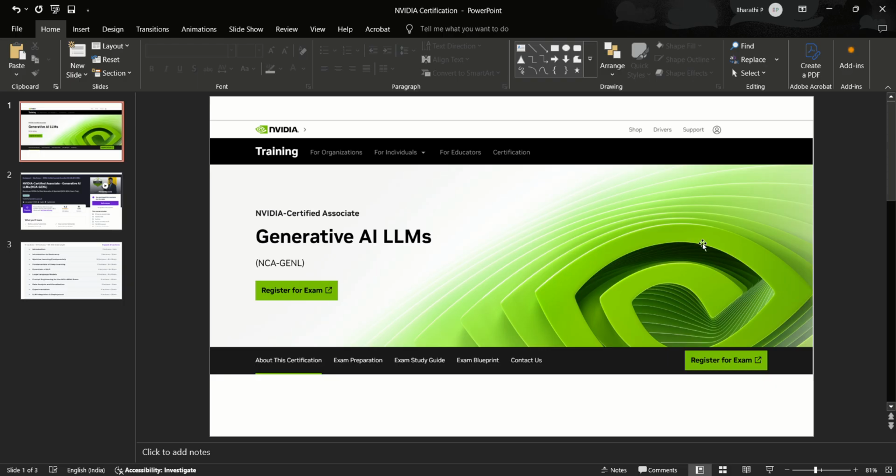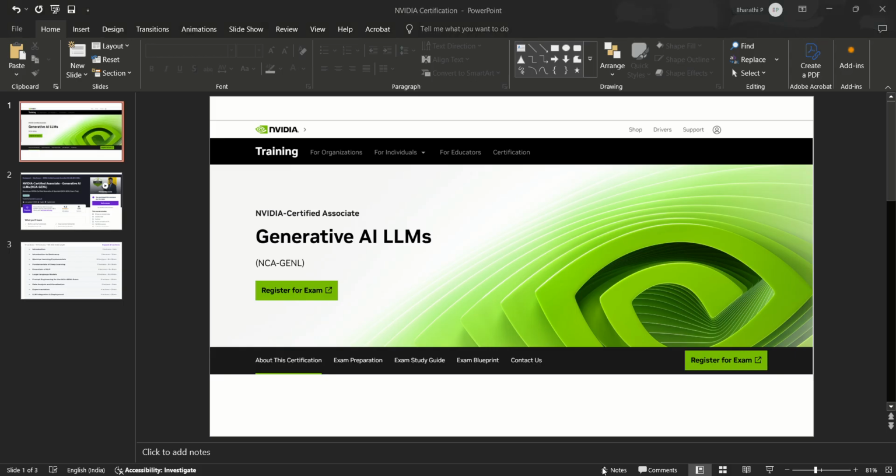Coming to the content and the overview of the certification, this is the official page where you can register for the certification exam. This is an entry level exam that tests your AI, generative AI and LLM foundation. Note that the machine learning and deep learning concepts will be covered very minimally, because the certification is specifically focused on the NVIDIA stack for any AI, generative AI or LLM purposes. So the questions will be revolving around that purpose.